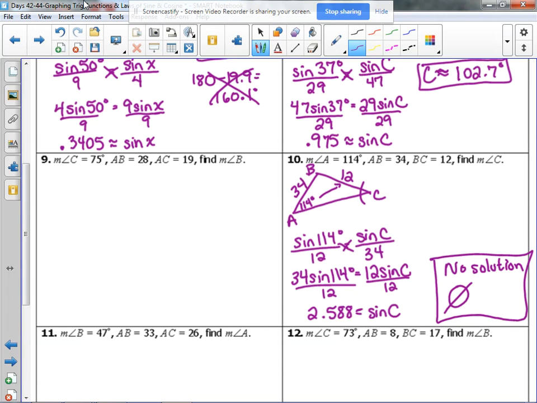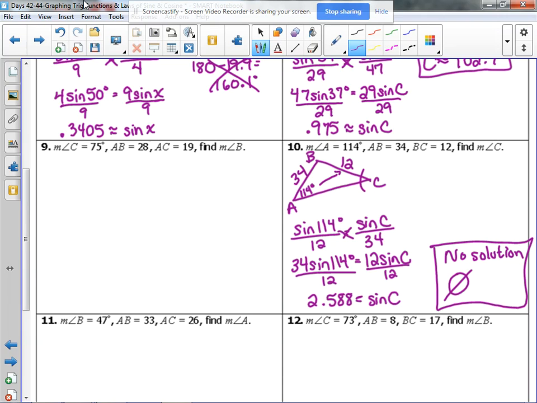Okay? And if you think about it, let's look at the way this is set up. 114 degrees, that's a very large angle in a triangle, right? And it's across one side that's 12, and then you've got a side that's 34 in the same triangle. This angle is going to have to be bigger than the 114, but it can't be bigger than 114 because you're going to end up with two obtuse angles way bigger than 180. So that's why that triangle is not possible. Okay, it's not possible to form a triangle with those measurements.